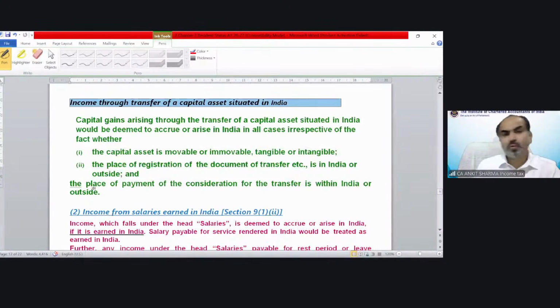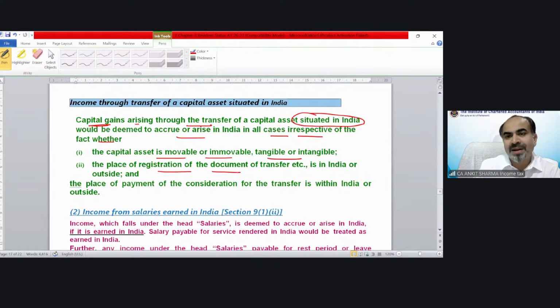Now, income through transfer of capital assets situated in India. So that is technically a capital gain we are talking about. If there is any asset which is in India, then any income, whether received outside India, that income would be treated as deemed to arise from India. So capital gain means profit on sale of an asset. Through the transfer of a capital asset which is situated in India, it would be deemed to accrue or arise in India in all cases, irrespective of whether the capital asset is movable, immovable, tangible, intangible, the place of registration, document, etc.